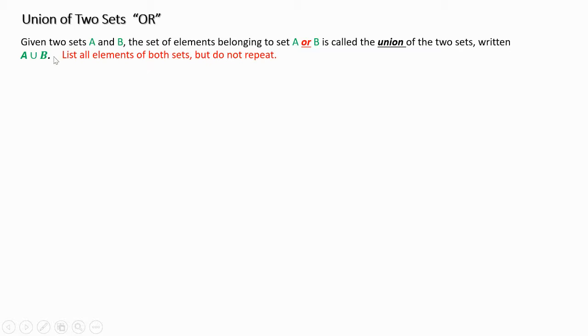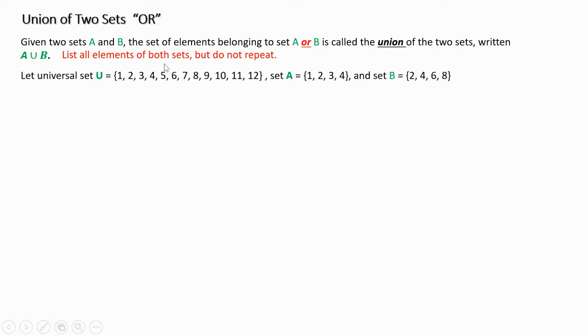This is my saying, so students can actually understand it, because at times when I explain it with the definition, students still don't get it. So I came up with ways for them to understand it. Here's the phrase that I came up with: list all elements of both sets, but do not repeat. In other words, if the element is already there, don't put it again. Here we're going to execute this phrase.